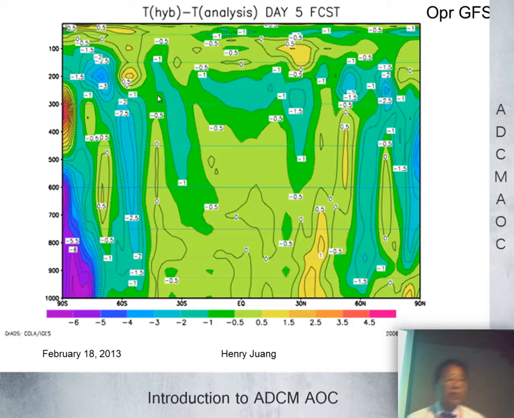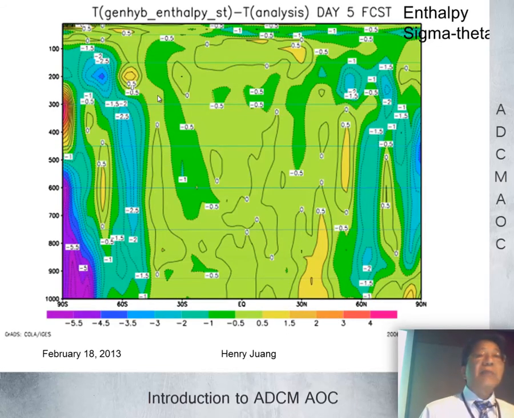And this is a 5-day forecast of GFS with our original sigma p, and statistically in the tropics we always have a cold bias around the 300 millibar, 200 millibar area. But if you apply sigma theta and the entropy equation, the cold bias is gone. That means you really provide a better result, because in our model we have the ozone. In the sigma p, the ozone does not go directly into the thermodynamic equation, and this will go into the thermodynamic equation. So that is the reason.